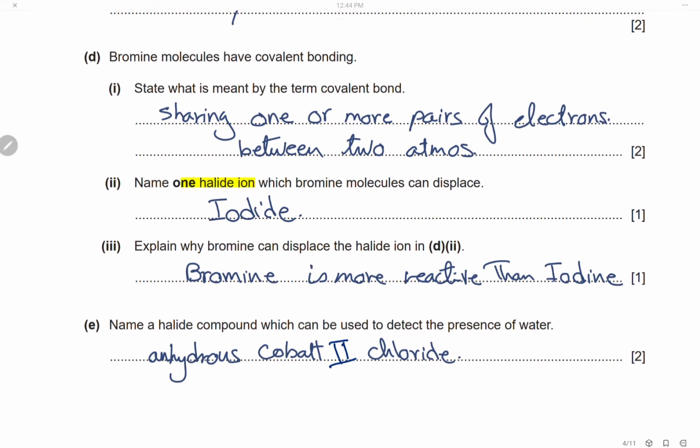Bromine molecules have covalent bonding. State what is meant by the term covalent bond. A covalent bond is a bond formed by sharing one or more pairs of electrons between 2 atoms.